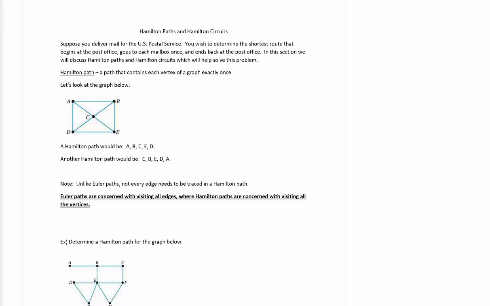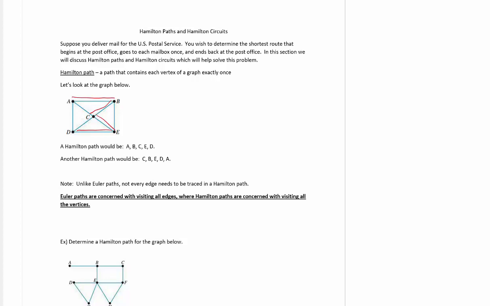In this video, we're going to talk about Hamilton paths and Hamilton circuits. Let's start with a Hamilton path. This is a path that contains each vertex of a graph exactly once. So let's look at the graph below. A Hamilton path would be A to B, B to C, C to E, and E to D. Again, each vertex is touched once.